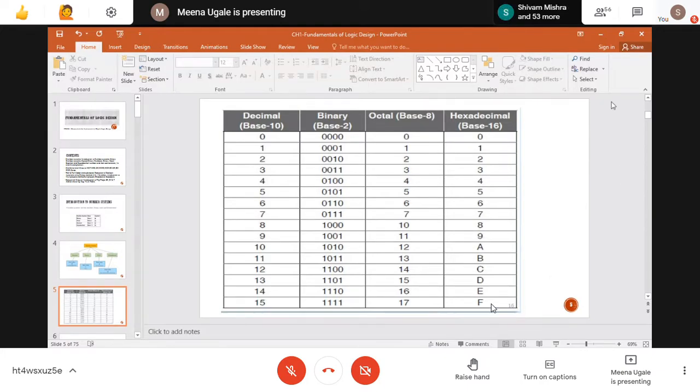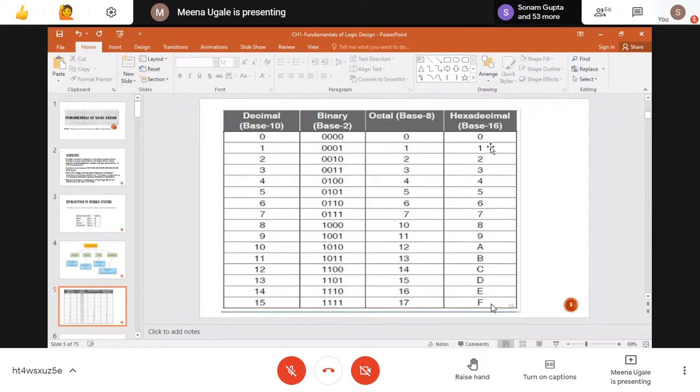When I'm going for octal, as I said, 0 to 7 is the same as the decimal one. But for 8, I am writing 1 0. And starting from 1 0, 1 1, 12, 13, 14, I will go up to 17. And then I will go for 2 0 onwards, because this is the representation used for the octal system.